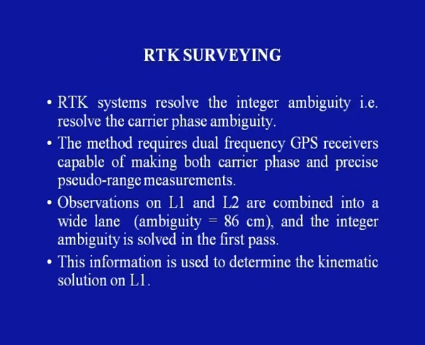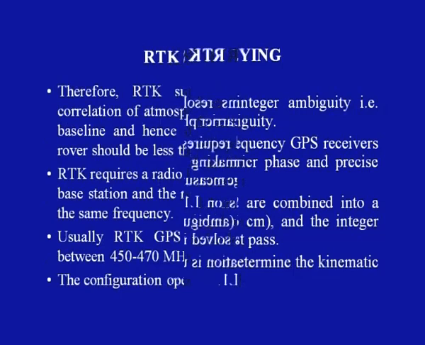RTK systems resolve the integer ambiguity, that is, resolve the carrier phase ambiguity. The method requires dual frequency GPS receivers capable of making both carrier phase and precise pseudo range measurements. Observations on L1 and L2 are combined onto a wide lane with the ambiguity equal to about 86 centimeters, and the integer ambiguity is resolved in the first pass. This information is used to determine the kinematic solution on L1.